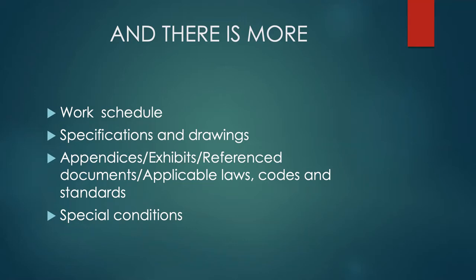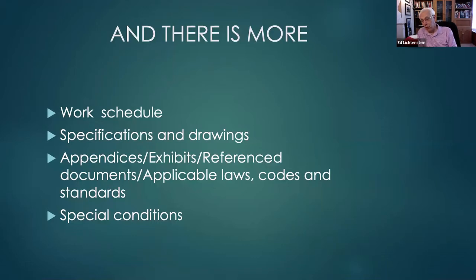Okay. All right, there's more on the contract. There can be a work schedule. There can be different specifications and drawings. With specifications and drawings, you can provide your supplier, your customer, with specs and drawings of what you're going to do, or you may be provided with specs and drawings. And if you are, take a look at them and make sure that they're consistent.